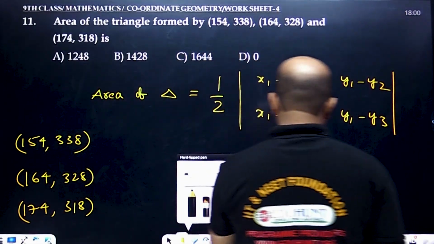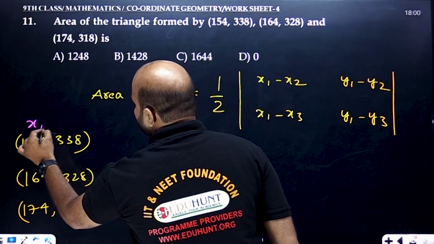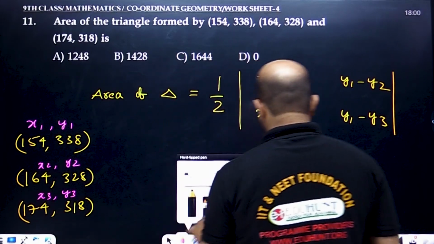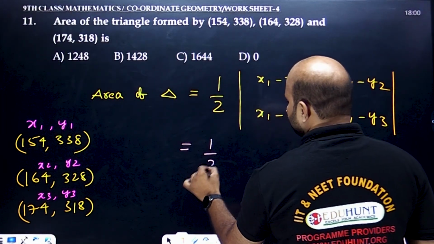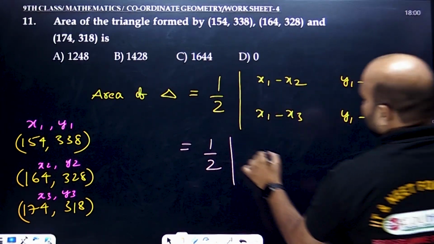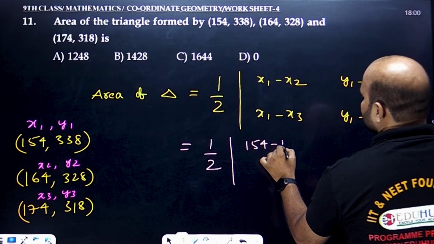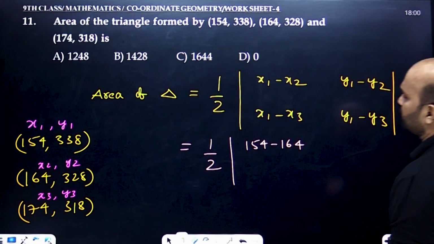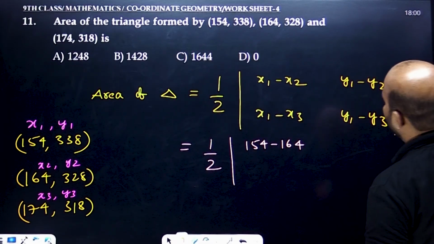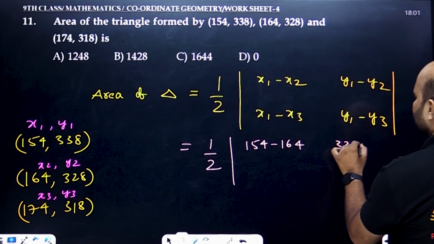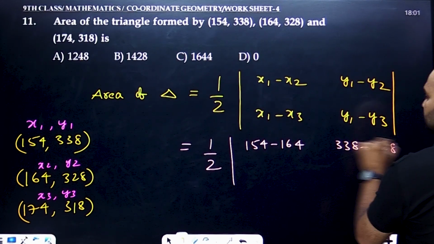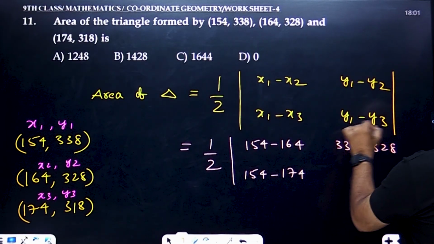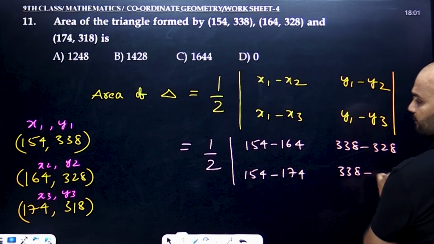So the first coordinate I have taken as x1 comma y1, the second coordinate x2 comma y2, the third coordinate x3 comma y3. By using the formula of mod, x1 minus x2: x1 is 154 minus x2 164. In the first row of the determinant, x1 minus x2 is 154 minus 164, and y1 minus y2 is 338 minus 328. Again in the second row, x1 minus x3 is 154 minus 174, and y1 minus y3 is 338 minus 318.